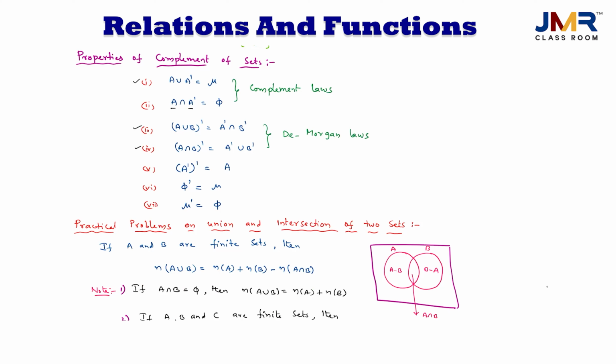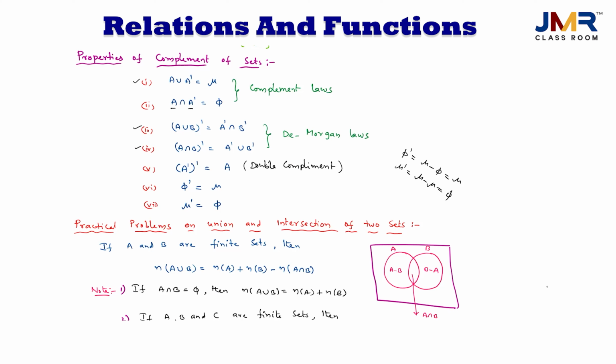Now, double complement property. What is the double complement property? A complement whole complement equals A. Why? Because A complement is mu minus A. A complement whole complement means again mu minus A complement, which gives again A. And phi complement equals mu minus phi, that is mu. Mu complement equals mu minus mu, that is phi.